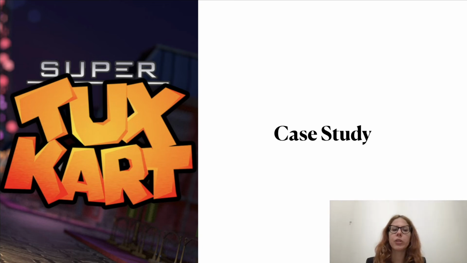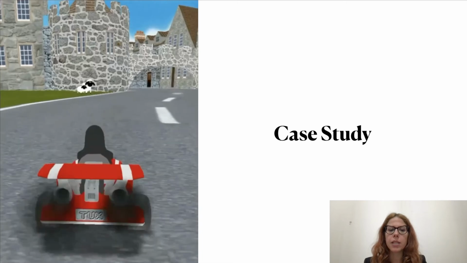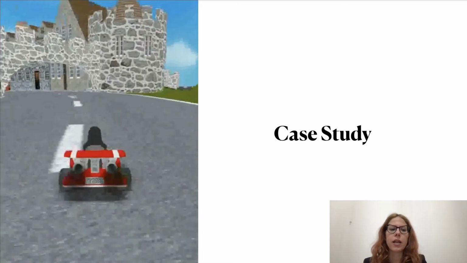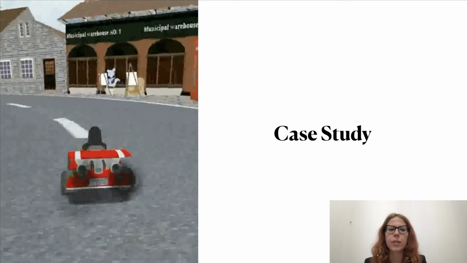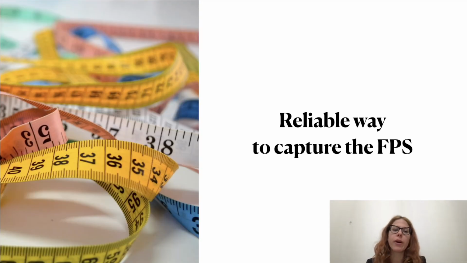Okay, so at this point we evaluated Reline on a real 3D open source game, SuperTux Kart, in which we can expect some real performance issues. The game is a kart game in which the agent has to drive along the track and reach the finish line. Now, to spot low FPS points during the game, we need a reliable way to capture the frame rate, so to measure the time the game takes to generate the next frame.